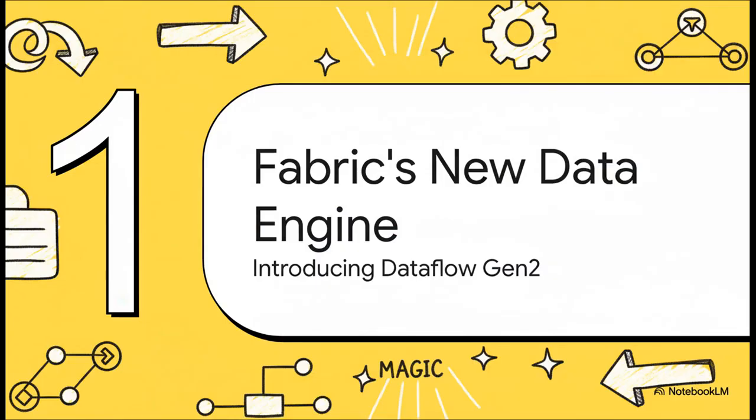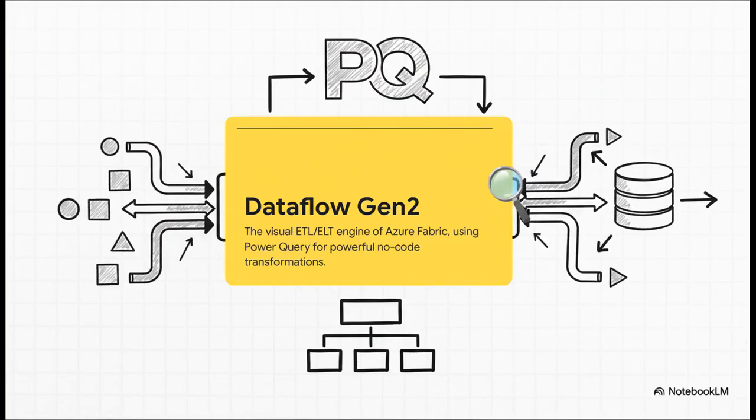Okay, so let's pop the hood and see how Fabric actually tries to pull this off. At the very heart of its whole integration strategy is this new engine called Dataflow Gen2. And you can think of this as the foundation, the real workhorse for all data transformation on the platform. So what is this thing really?